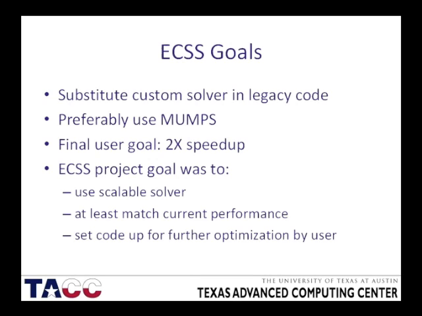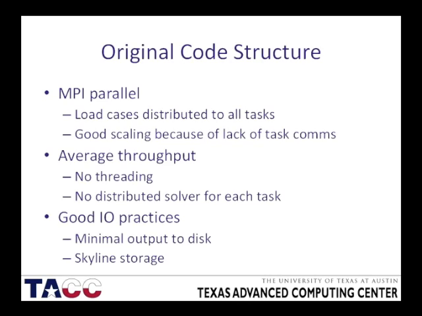And the final user goal would be to have a 2x speedup in the system. But what Lorraine was more interested in than getting 2x speedup was getting a solver in the code that was scalable, so that in the future she can make changes and scale up the operation that she has. So the actual goals were essentially to introduce a scalable solver, at least match current performance, and set the code up for further optimization by the group. So the 2x was a would-like, but not a necessary goal.